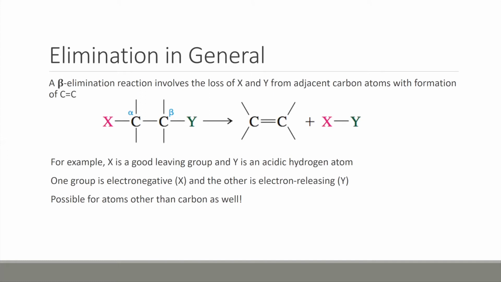So, for example, X might be a good leaving group and Y is an acidic hydrogen. Usually, one group is electronegative and the other is electron releasing. And this is also possible for other atoms besides carbon to form this double bond. But today, again, we're just going to be focusing on carbon-carbon double bond formation.